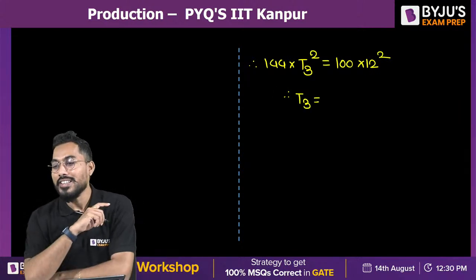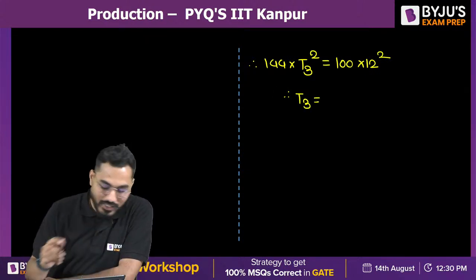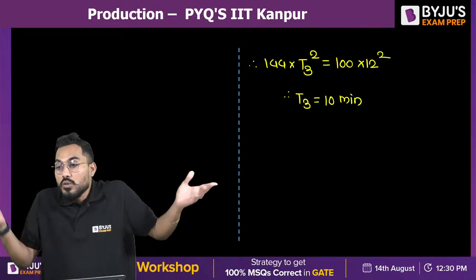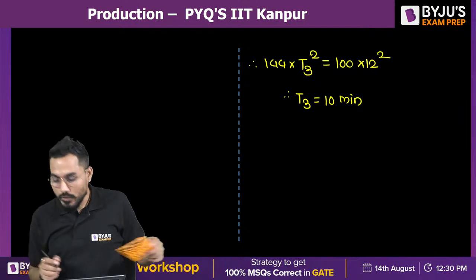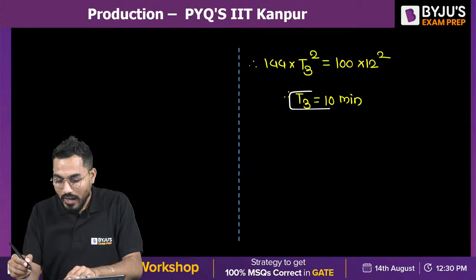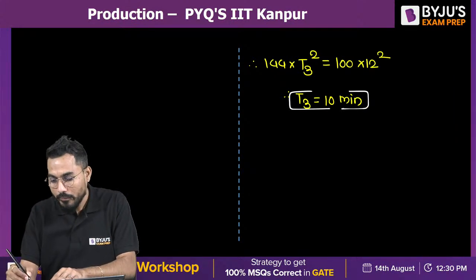Yes. So how much is T3? T3 is coming as 10 minutes, because the entire tool life was given in minutes, so this will also come in minutes. So I'll say, sir, this will be my T3, and this will be exactly equal to 10 minutes.